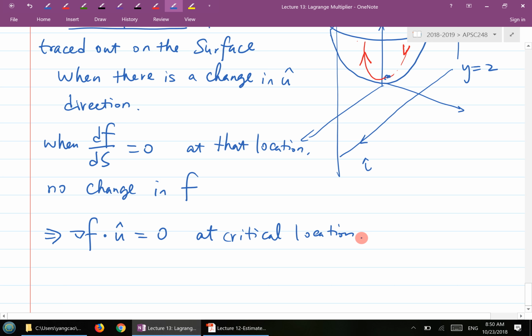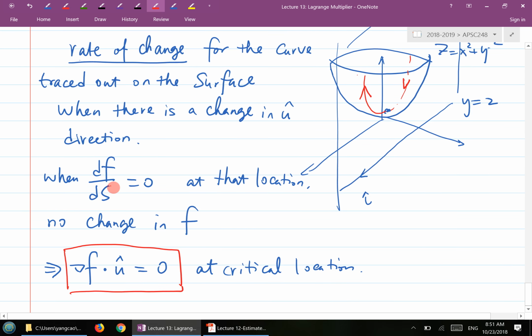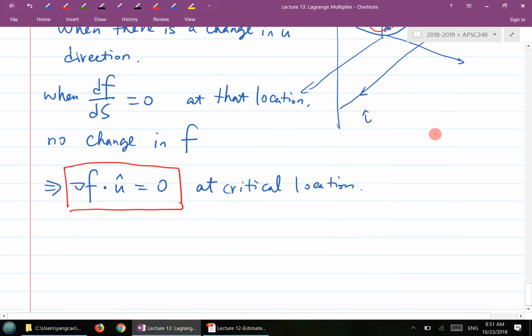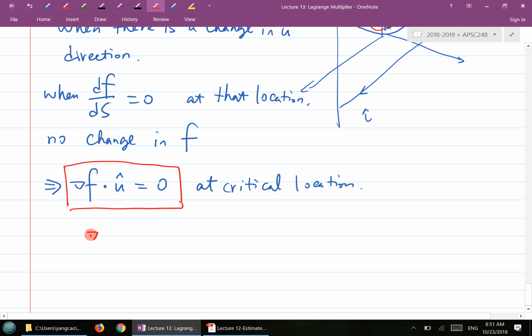So now you see, this is basically our second fact here. This is a special relationship, and this relationship is only satisfied when the directional derivative equals 0. And that equal to 0 means we are at a local minimum location. Yeah, that's it. So this equal to 0, as we learned from the simple dot product, means the del of f must be perpendicular to the u hat.